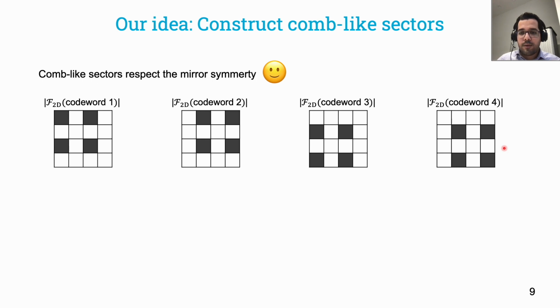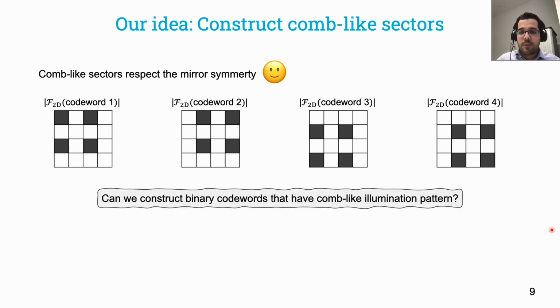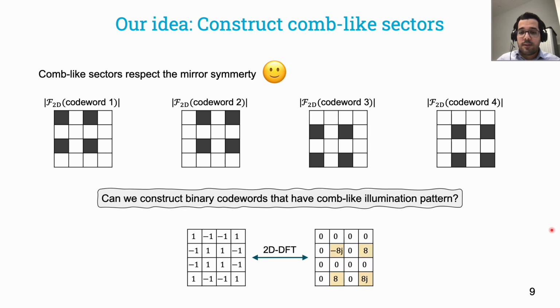The interesting thing about these comb-like patterns is that they are complementary in nature. That is, they illuminate different directions, and together the collection of the directions that they illuminate covers the entire beam space. You can verify that such illumination patterns shown here respect the mirror symmetry, which makes them possible to be realized with one-bit phased arrays. But can we really construct binary code words that have comb-like illumination pattern? The binary code word that I showed you in the example of the last slide actually had a comb illumination pattern, as you can also see over here.